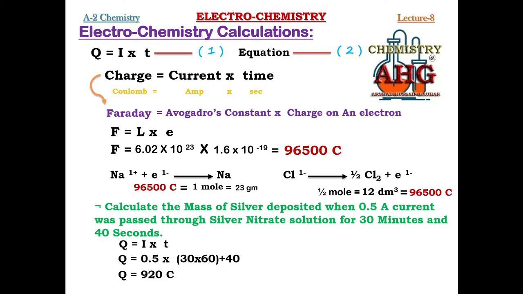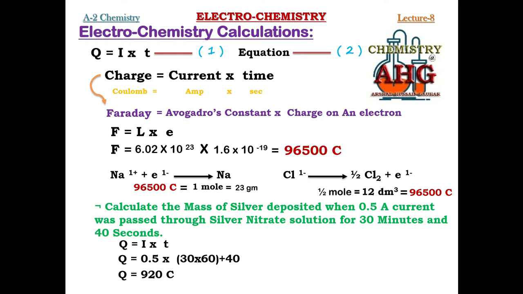Okay, now this is step one. After that, the requirement of the question is to calculate the mass of silver deposited. Now, whenever you want to calculate the mass of something or the volume of something, you will have to write down a balanced chemical equation, and then you will have to do the unitary method. How is that? Look at this. In this case, after this step one, we are going to calculate the mass of silver.